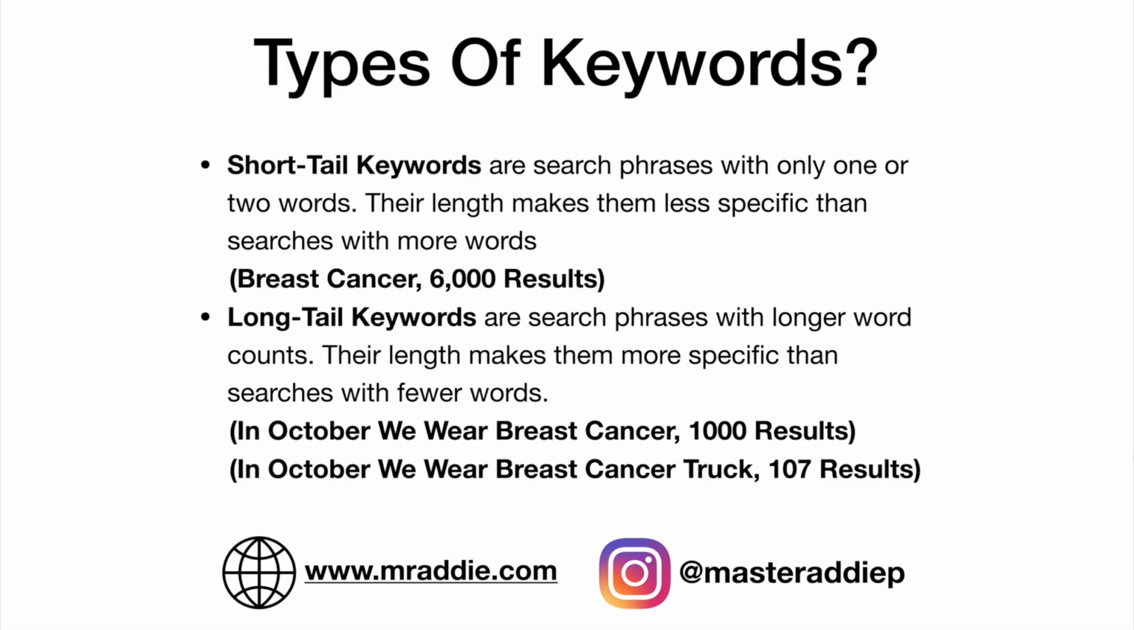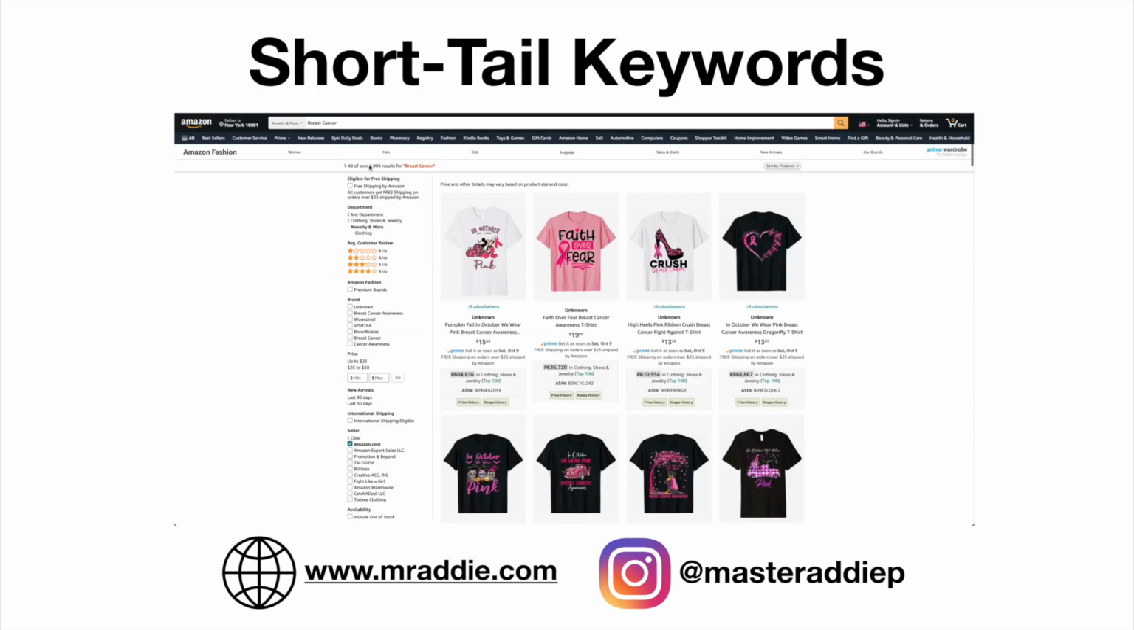Now, what are types of keywords? We've got a few types of keywords. The first one is short tail keywords. What are they? They're search phrases with only one or two words. Their length makes them less specific than searches with more words. For example, I did a little search on Amazon and I found t-shirts related to breast cancer. So breast cancer, because it only has two keywords, this is categorized as a short tail keyword, and I found 600 results, as you can see over here.